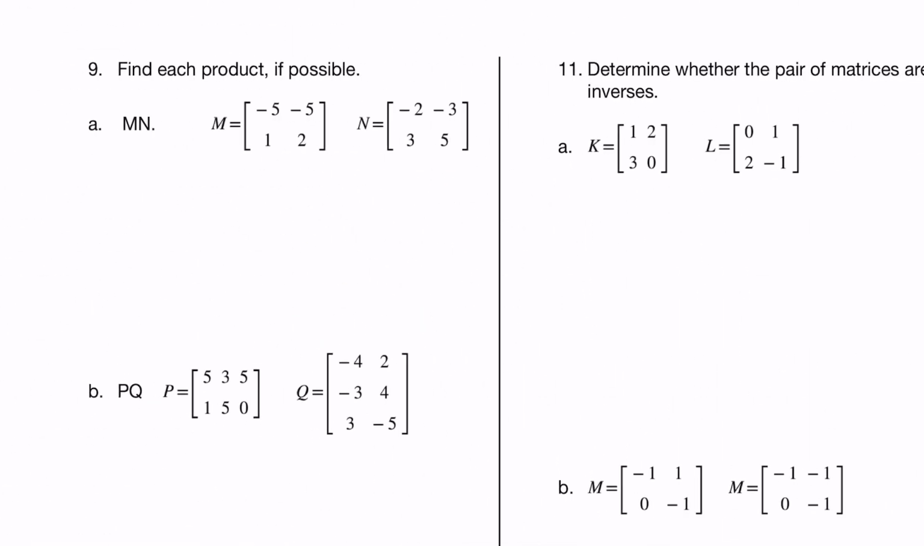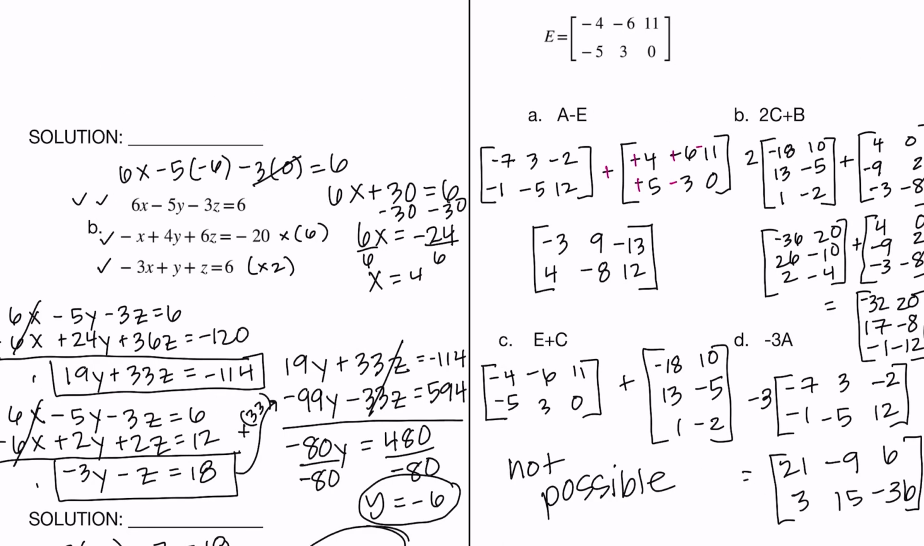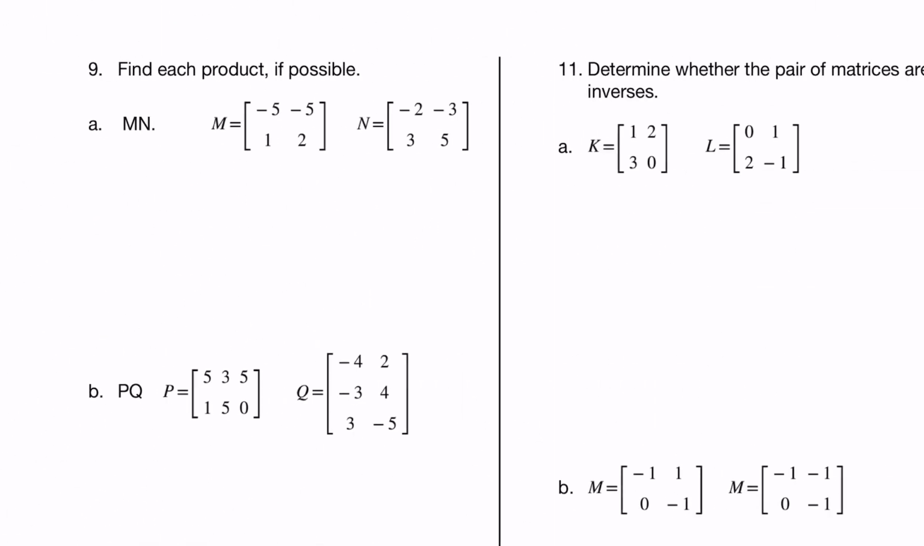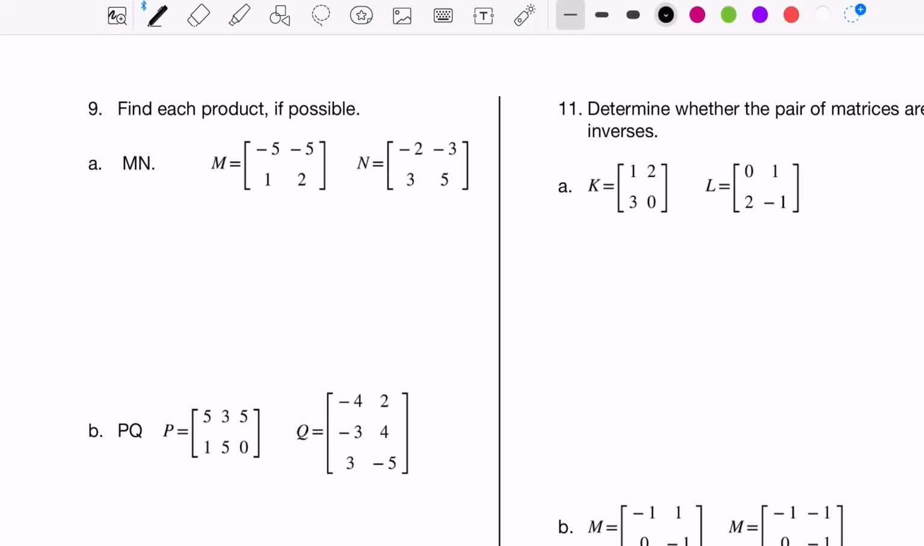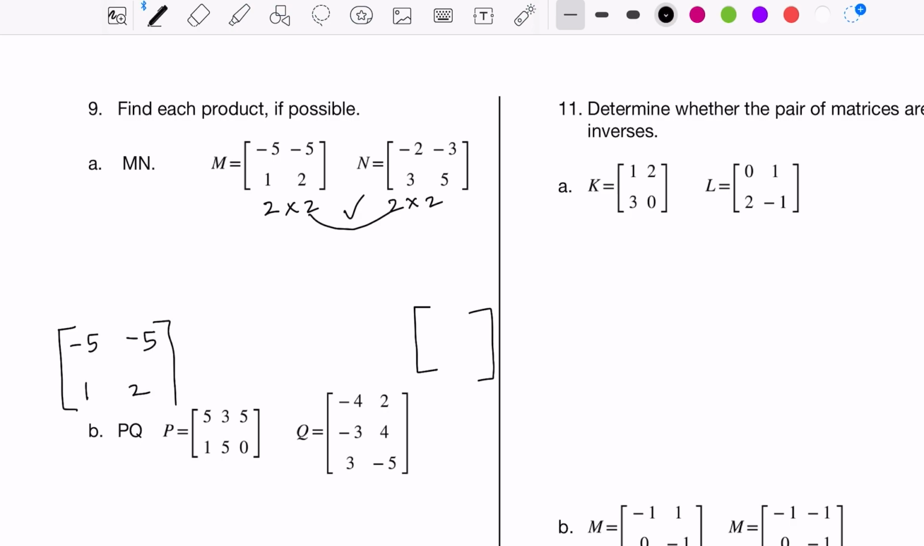Okay, next page, find the product if possible. So for finding the product, what we're going to do is we're going to see this is a 2 by 2 and this is a 2 by 2. Because the columns of the first one match the rows of the second one, they are able to multiply, and then our answer is a 2 by 2 matrix. So we just set that up. The first matrix, which is M in this case, goes here, N goes here.